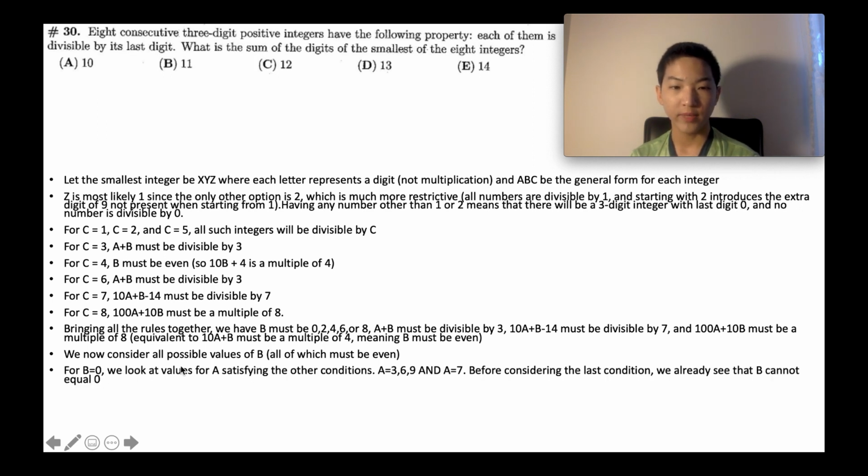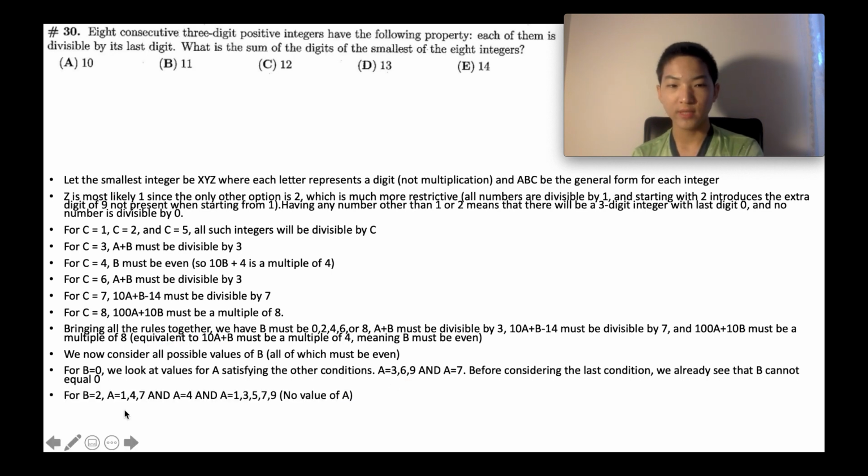We first consider b equal to 0. We look for values of a satisfying the other conditions. The first condition is that a plus b must be divisible by 3. We have 3, 6, 9. Then 10a plus b minus 14 must be divisible by 7. For that, the only possible value is a equals 7. So before we even consider the last divisible by 8 condition, we can already realize that b cannot be equal to 0, because we already have a contradiction here.